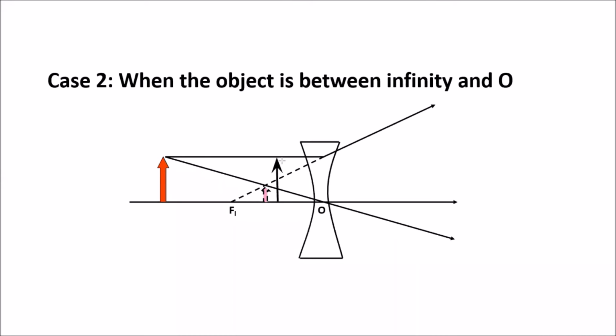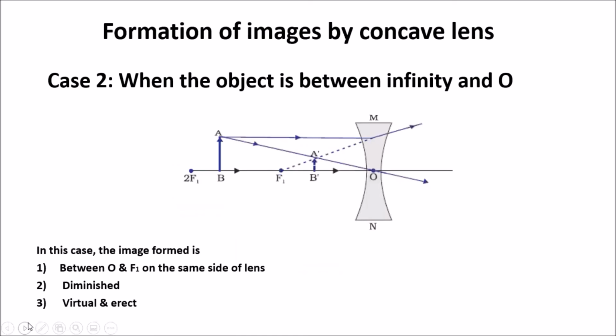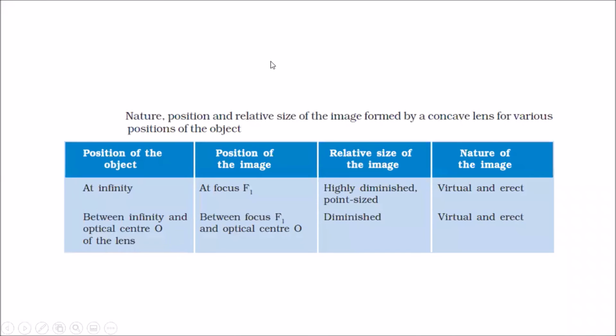And rule 3, if I try to draw, you can see I will get it here. In that case also, the image will be obtained somewhere here, and this is also between O and F only. So whatever the situation, wherever you want to keep the object, you will get the image between O and F1, and it is going to be diminished, virtual and erect. So these were the cases for concave lens.